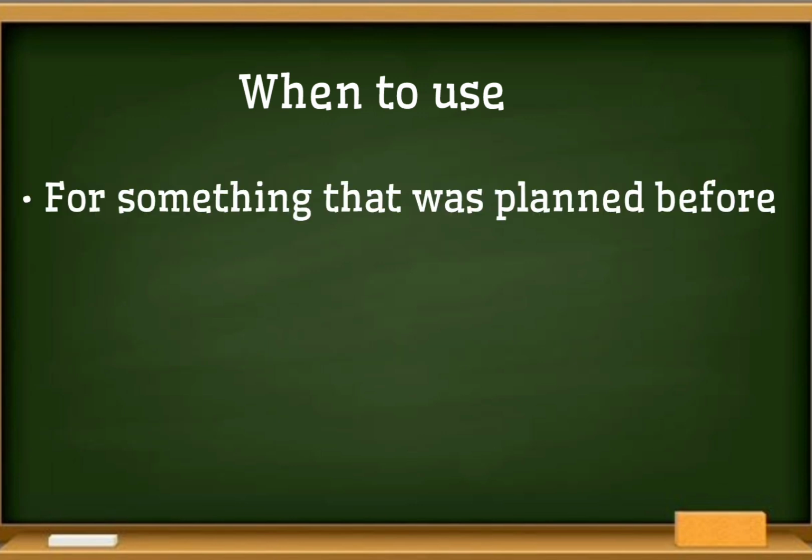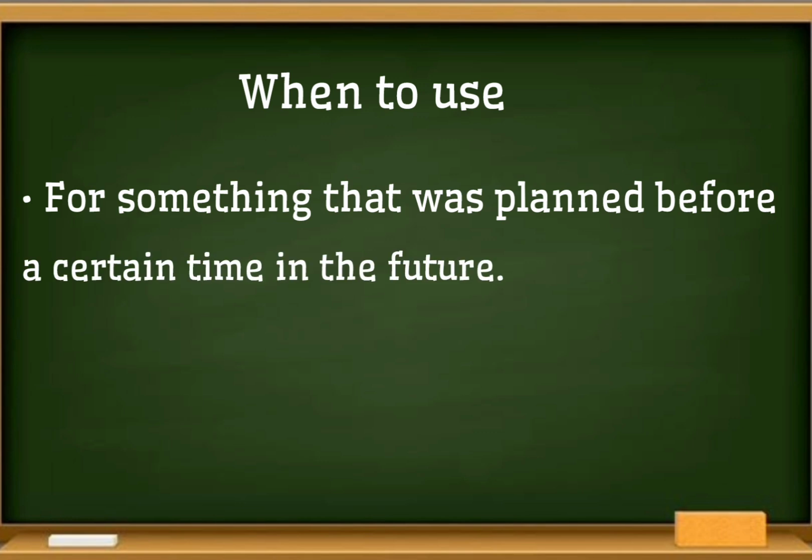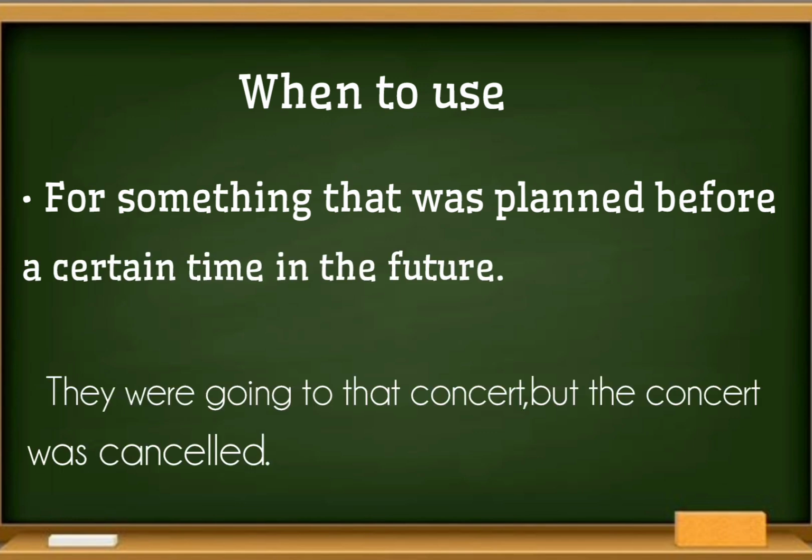And we also use the past continuous tense for something that was planned before a certain time in the future. For example, they were going to that concert, but the concert was cancelled.